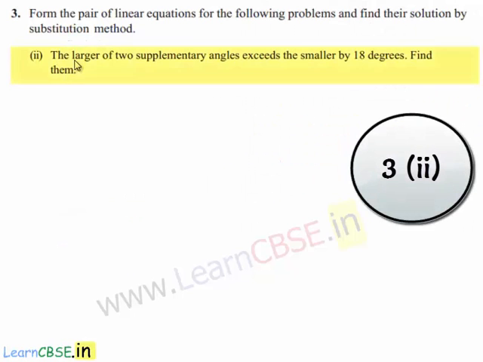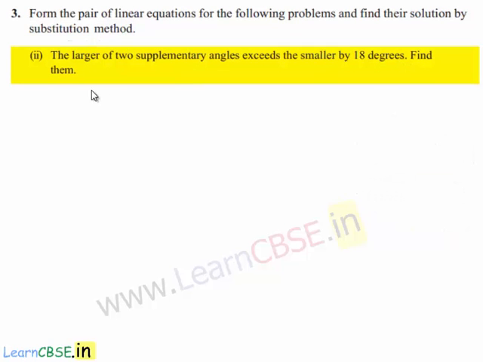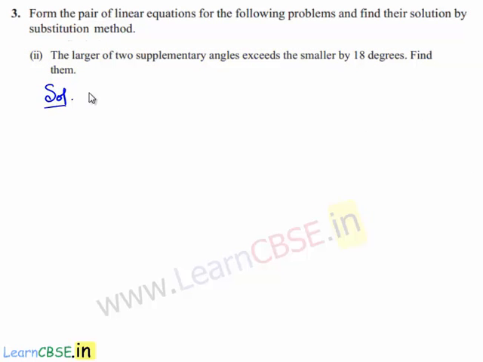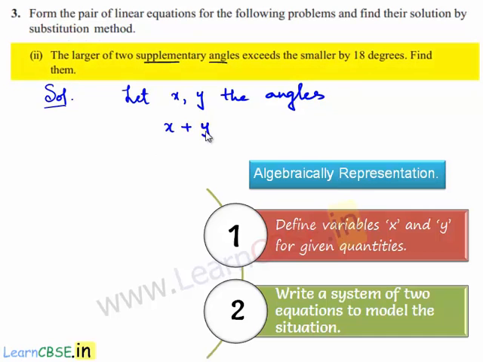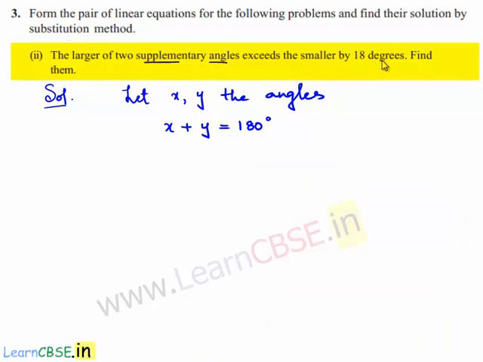Coming to the second bit, the larger of two supplementary angles exceeds the smaller by 18 degrees. Find them. So let us work out the problem. So let x and y be the angles. It is mentioned that they are supplementary. We can say that x plus y is equal to 180 degrees.